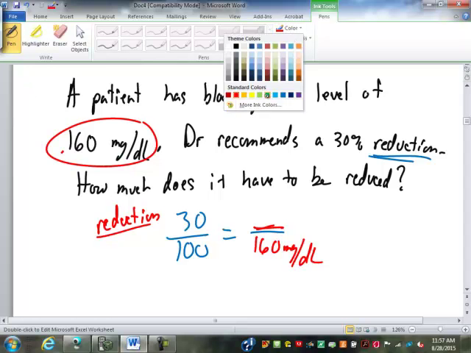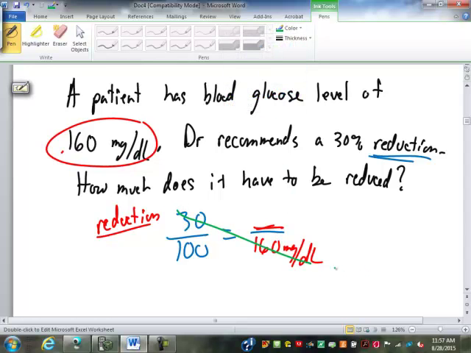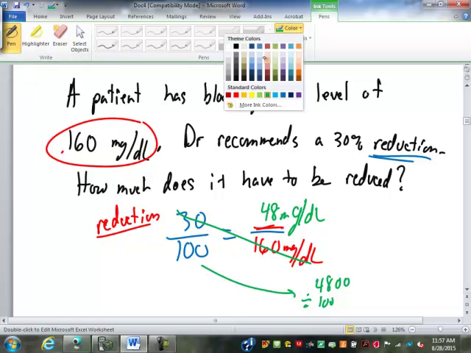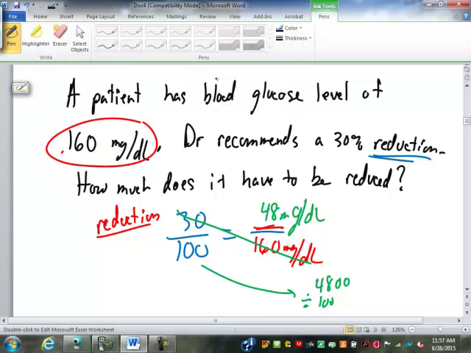So we cross multiply and divide. 30 times 160 is 4,800. Divided by 100 is 48. So 48 milligrams per deciliter of reduction is required. Any questions so far? Okay.